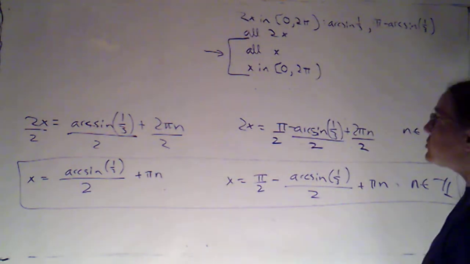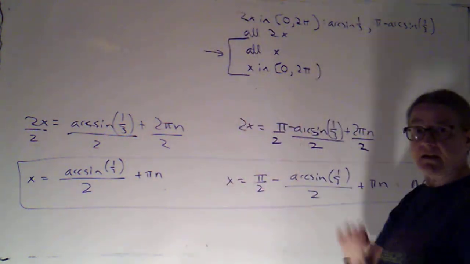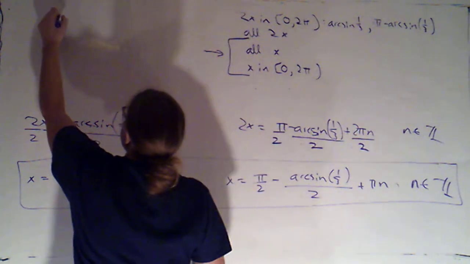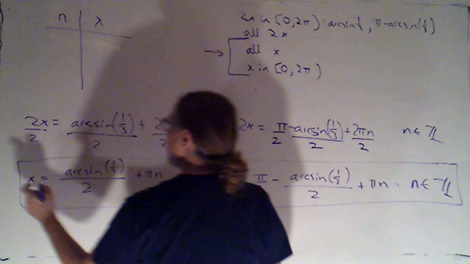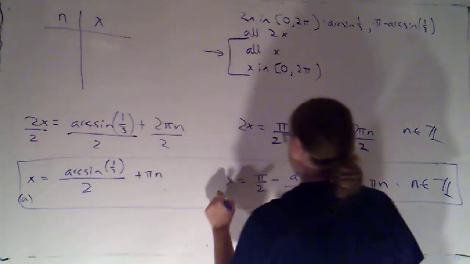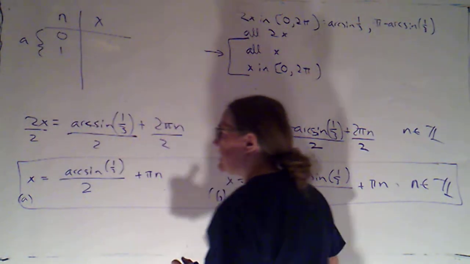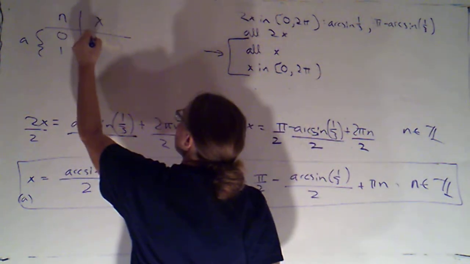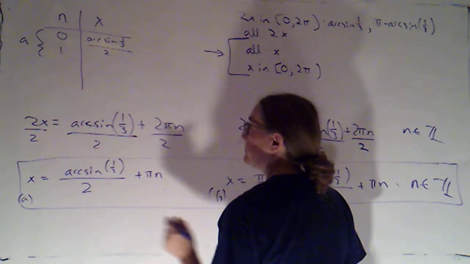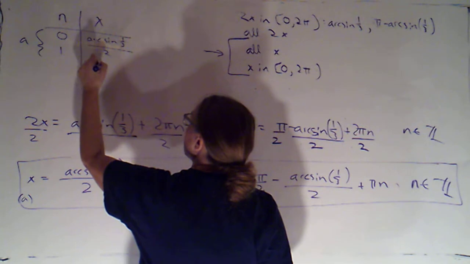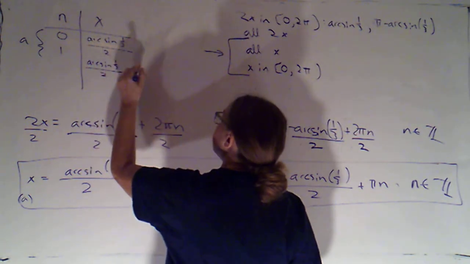Okay. So I'm going to go ahead and write that out in a table, but you may find that it's not necessary to create the table, and it's totally fine if you don't. I'm just going to call this A and this B. So working with A, I'm going to try n being 0 and 1. If n is 0, I'm getting arc sine of 1/3 over 2. If n is 1, I'm getting arc sine of 1/3 over 2 plus pi.